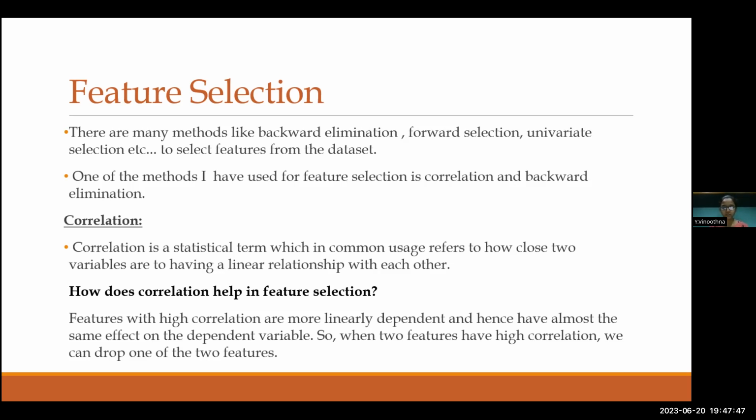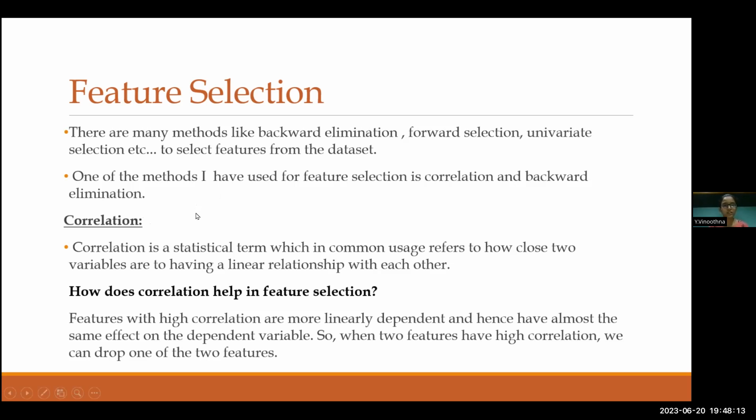Before going to the implementation part, let us see what correlation is. Correlation is a statistical term which in common usage refers to how close two variables are to having a linear relationship with each other. So correlation gives the linear relation, how the two variables are linearly related. That means the correlation coefficient gives the linear relationship between two features.